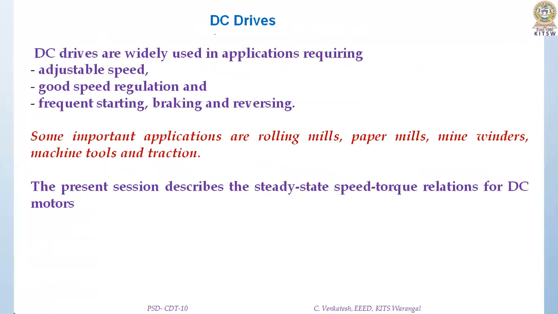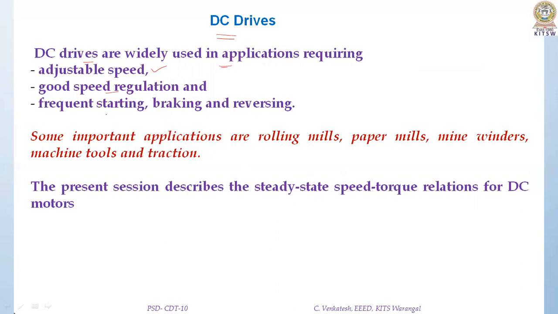So coming to this, what are DC drives? DC drives are those where, in an electrical drive system, DC motors are used. So if an electric drive consists of a DC motor, then the drive is called a DC drive. These DC drives find large applications as compared to AC motors. This is because they have the capability of adjustable speed. You can adjust the speed, that means you can control the speed to any required value. Good speed regulation. The speed regulation is very fine as compared to AC drives.